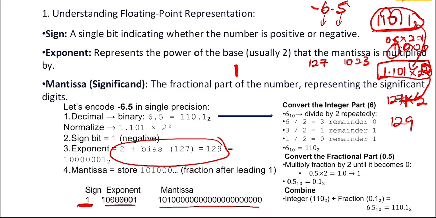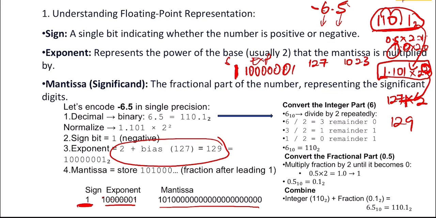So what you're going to do is write your sign here, then you're going to write the exponent: 10000001. I think I need one more 0. So yeah, this is our sign, this is our exponent.